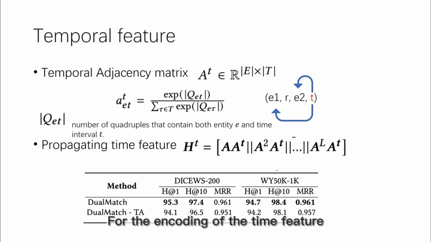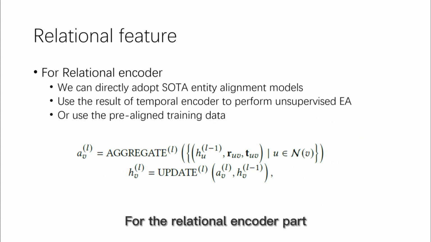For the encoding of the time feature, we can construct an adjacency matrix between all entities and timestamps that counts how many times a timestamp is related to one entity. By building this temporal adjacency matrix, we can encode the timestamps as the feature of entities. For the relational encoder part, we directly adopt current solutions, using a graph neural network to capture the neighbor's information and a loss function to keep the training pairs close to each other.